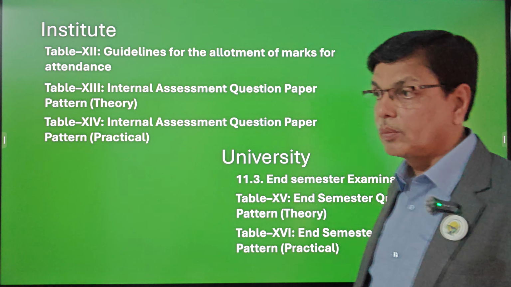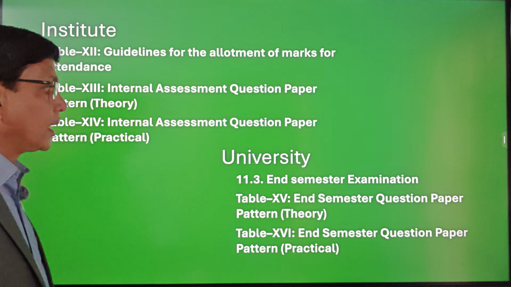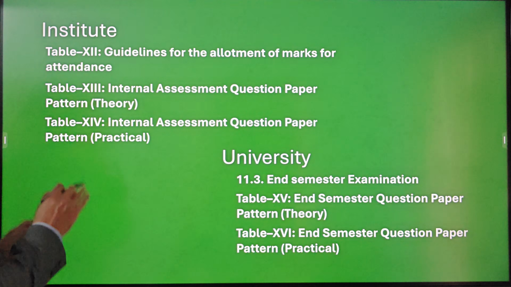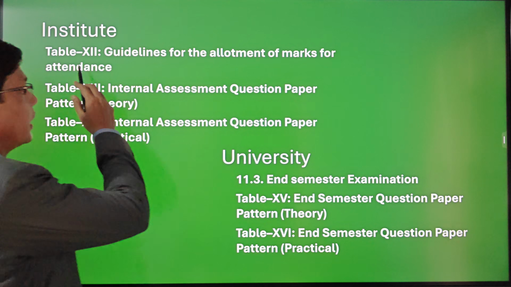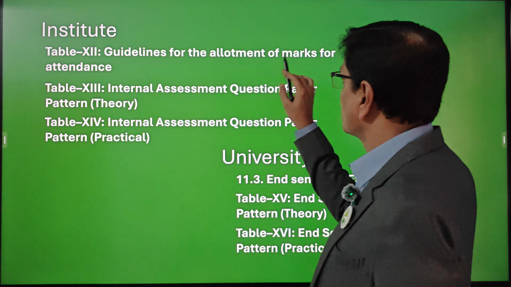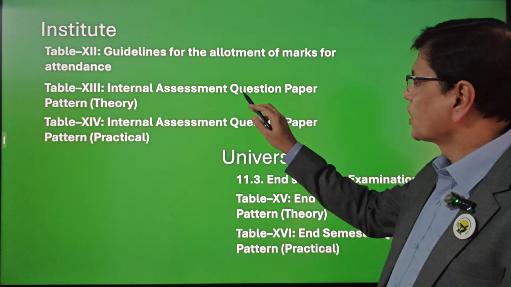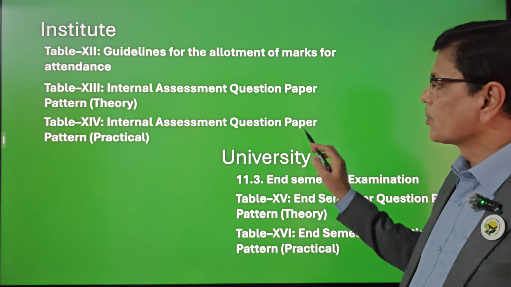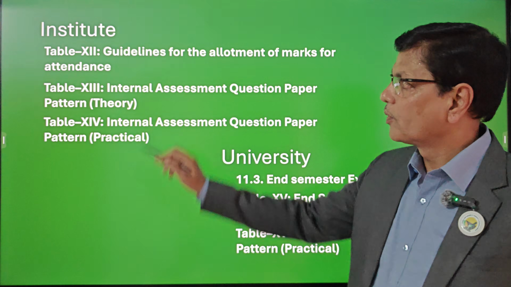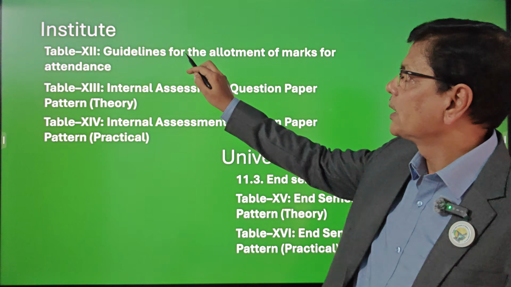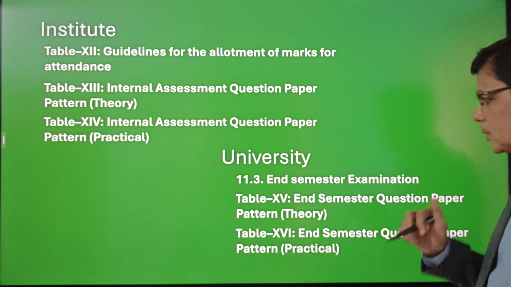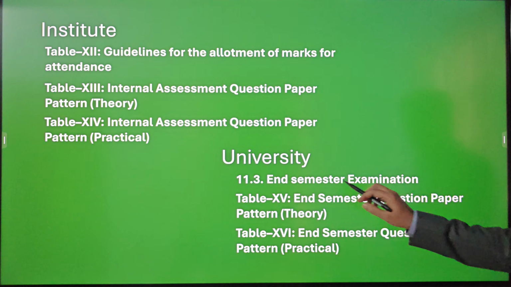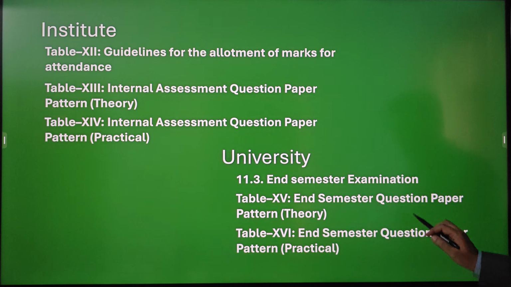Then, in the 358-page booklet, they have clearly given what the responsibilities of the institute are and what the responsibilities of the university are. For internal assessment, they have given clear-cut guidelines for allotment of marks for attendance, question paper pattern, and internal assessment question paper pattern for practical also. For theory they have given, for practical they have given, and they have also given how to give the marks for attendance. Then for the university they have given very clear guidance on the end semester examination pattern, for both theory and practicals.